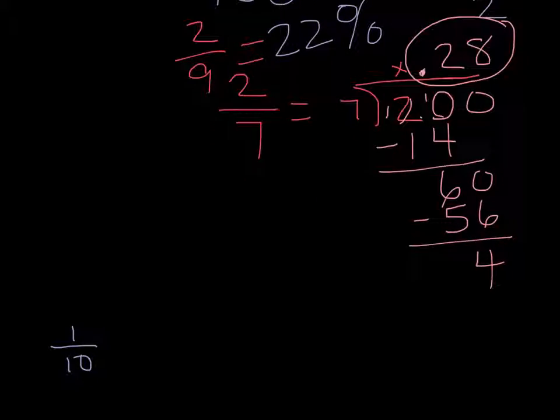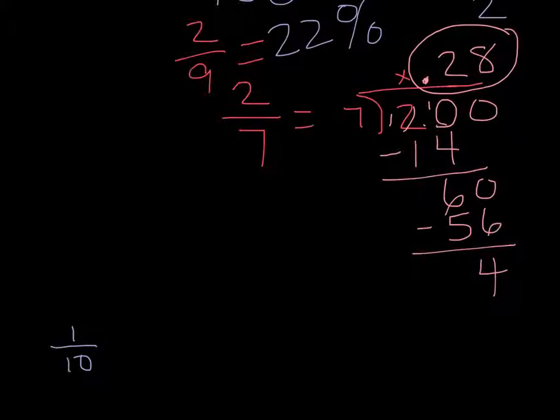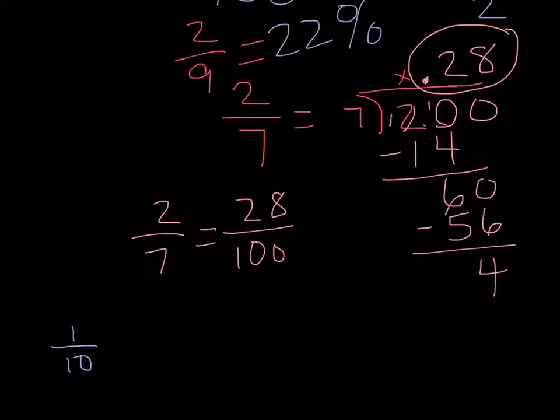So now we can write that 2/7 is the same thing as 28 hundredths, which is 28%. Okay, now I would like you guys to try these.